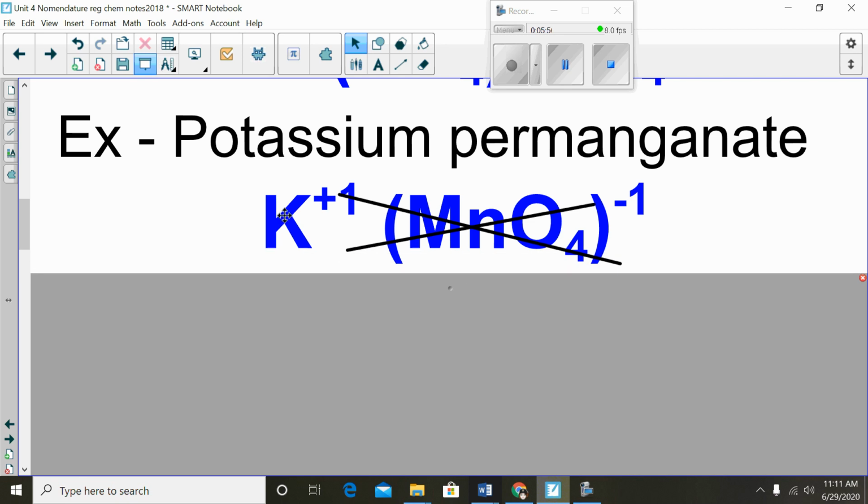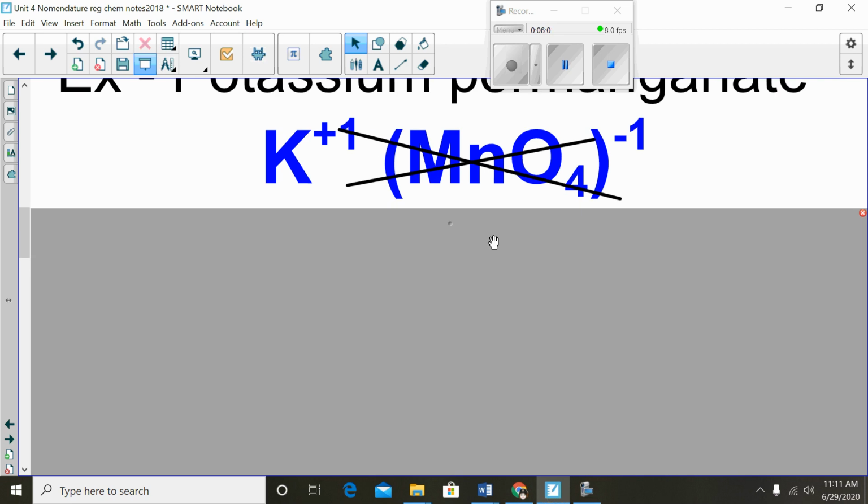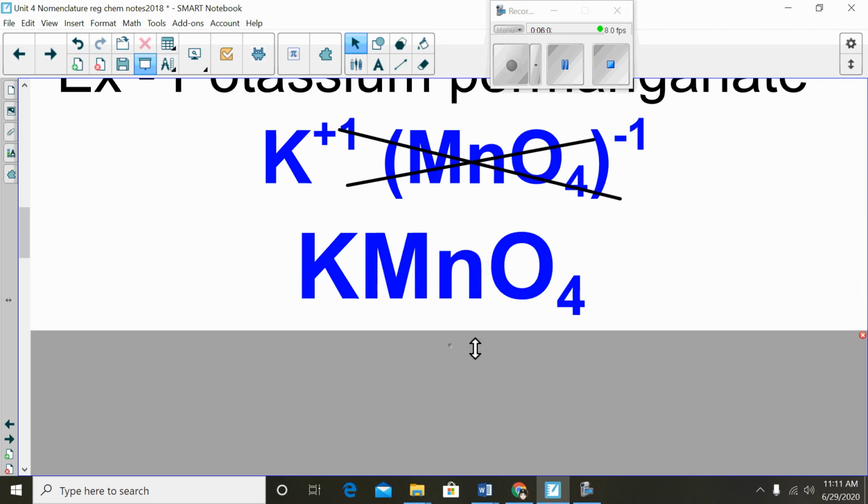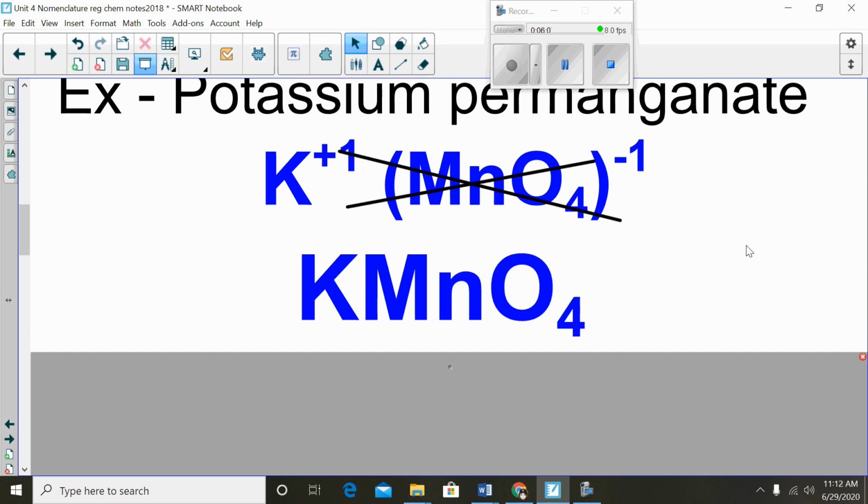So here we have potassium at +1, so that can lose 1 electron. MnO4, I kept it in parentheses, so you know the entire MnO4 can gain an electron. So this is a nice even exchange. No parentheses needed, no ones needed, no plus or minus. It's KMnO4.